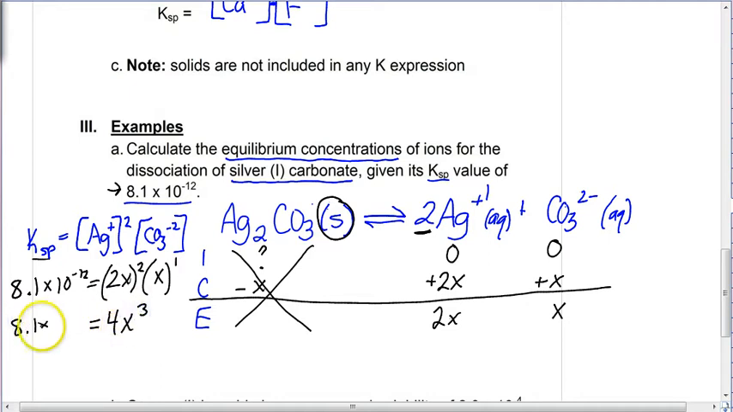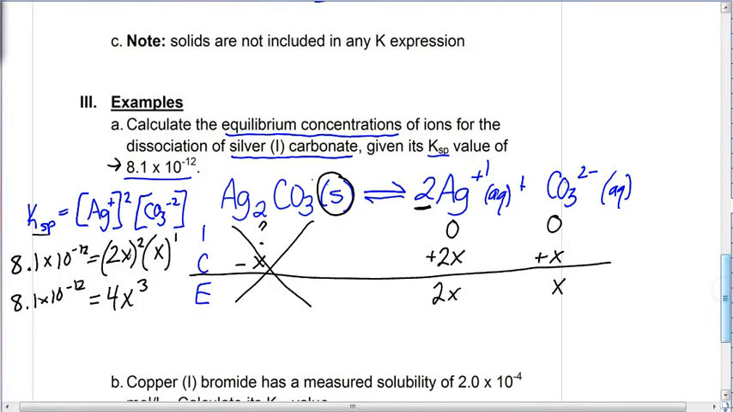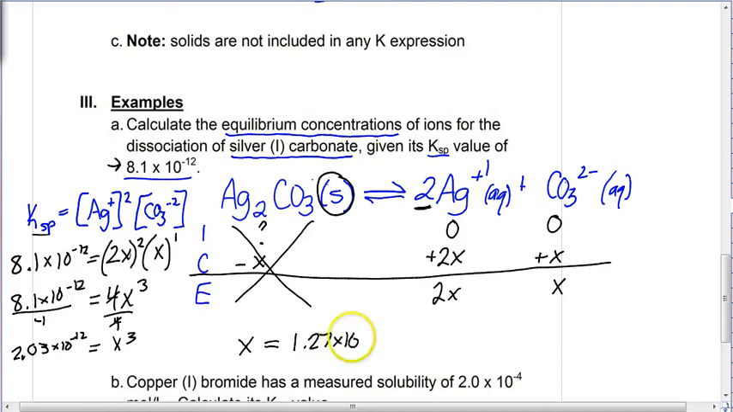If you do enough of these, you'll start to notice some patterns in terms of what will be on this side in your KSP when you plug in x. And then, folks, from there, it's just kind of an algebra calculation. Divide both sides by 4. You get x cubed equals 2.03 times 10 to the negative 12th. And then cube root both sides. So x will end up being 1.27 times 10 to the negative 4th molarity.